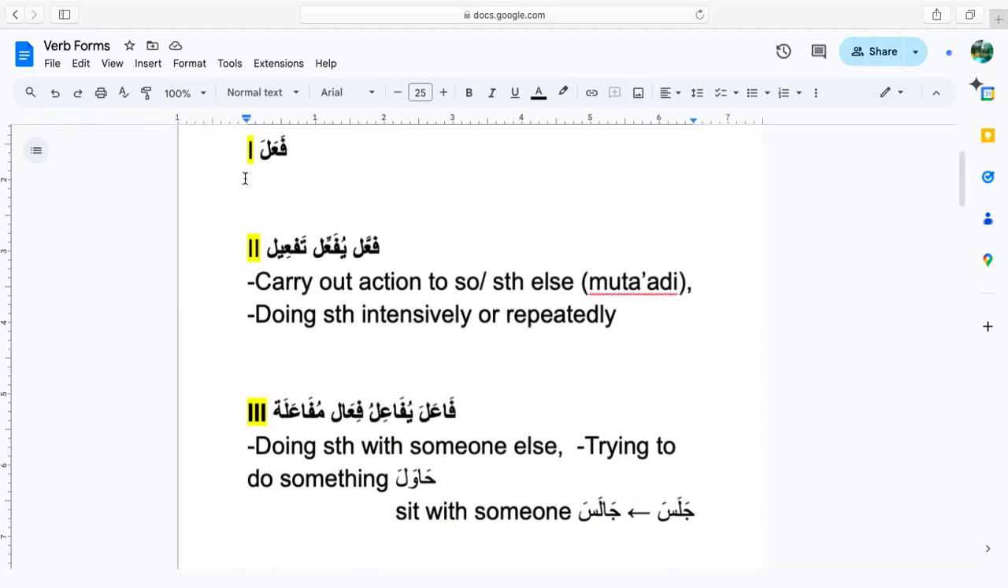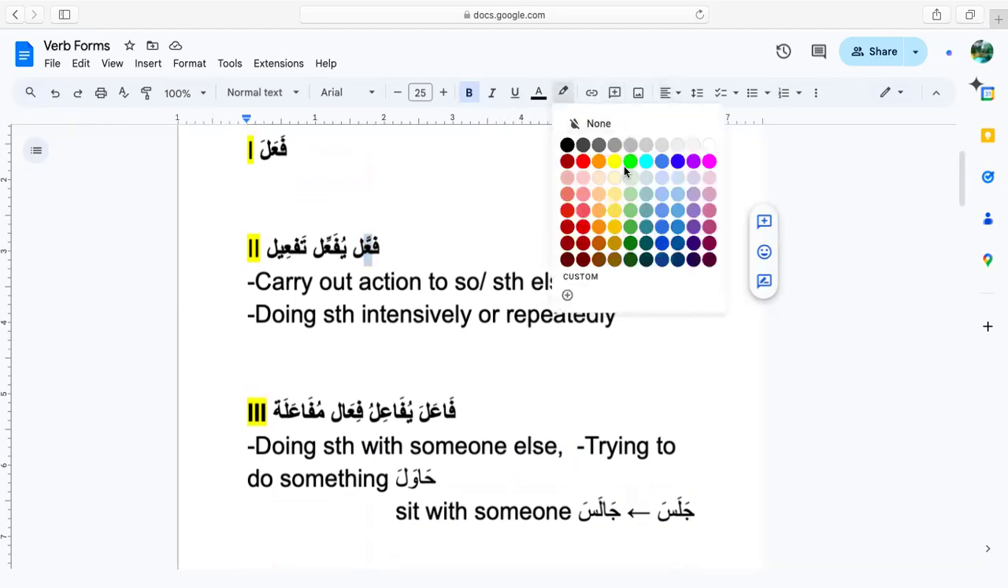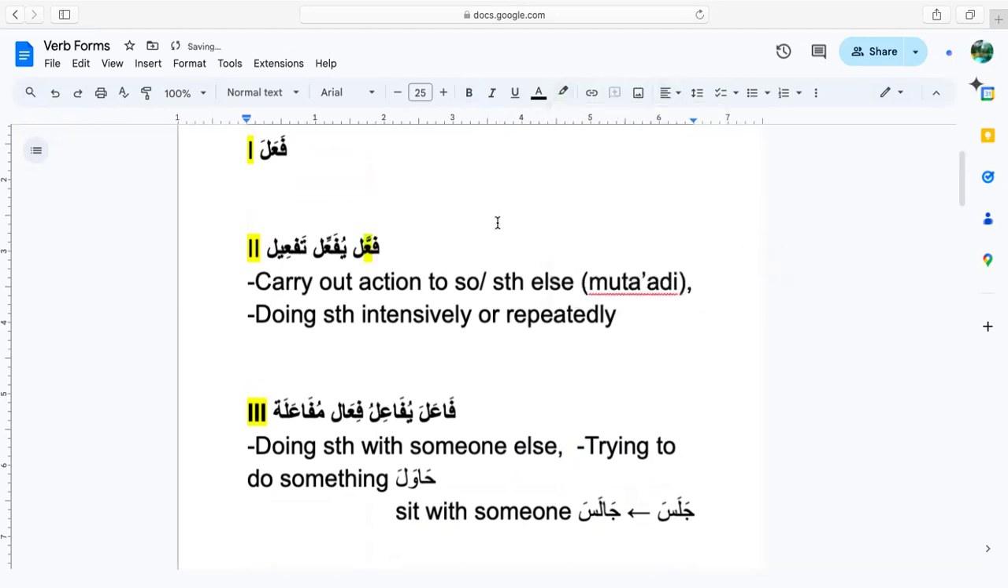When we're looking at a dictionary, they might say group one. And the second group is the fa''ala. So if you notice here, the ain of the verb, the second letter, is doubled. The present tense is yufa''ilu. And the masdar is what? Taf'il.